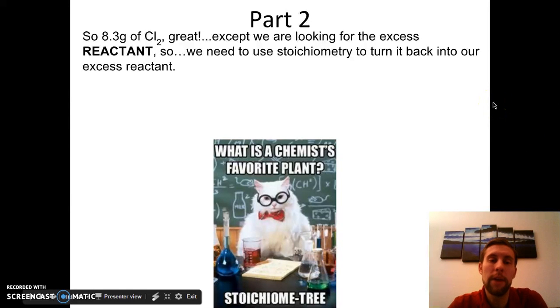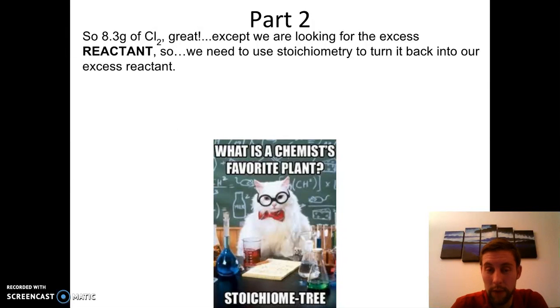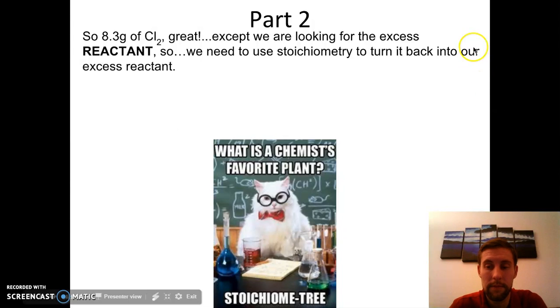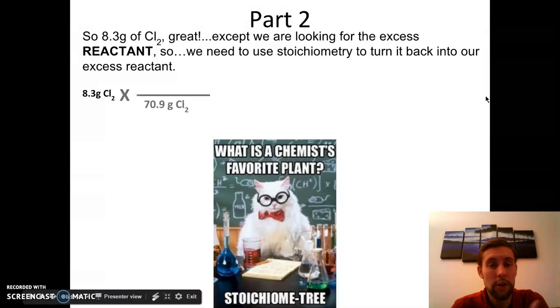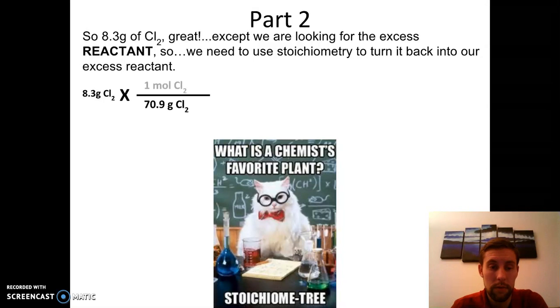So, we have 8.3 grams of chlorine. Awesome! But we want the excess reactant, reactants being on the left, we have a product, so we need to use the stoichiometry to turn it back into our excess reactant. So 8.3 grams of chlorine, we need to cancel our grams of chlorine and turn it into moles of chlorine. So now that we're in moles of chlorine, we're closer, but we need to change it into our reactant.